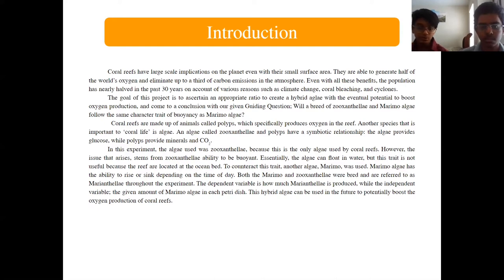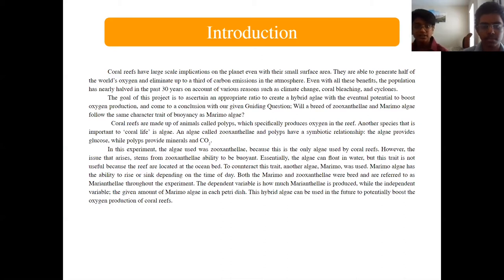Coral reefs are made up of animals called polyps, which specifically produce oxygen in the reef. Another species that's important to coral life is algae. An algae called zooxanthella and polyps have a symbiotic relationship. The algae provides glucose, while the polyps provide minerals and carbon dioxide. In this experiment, the algae used was zooxanthella because this is the only algae that is used by coral reefs or can work with coral reefs in a symbiotic format.